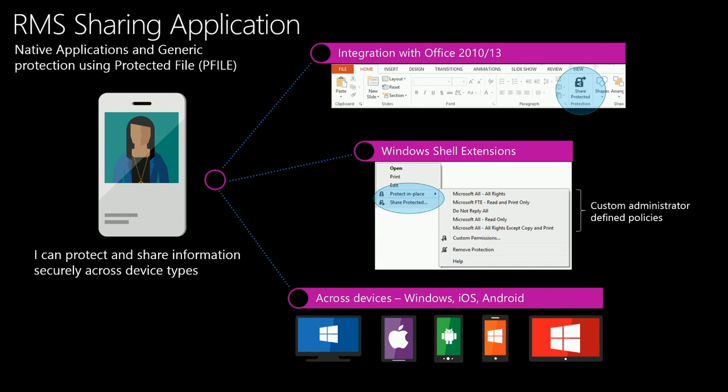So this is how the RMS Sharing App looks like. A user installs it, or you install it. Then in Office, they're going to see some additional options, such as that Share Protected option up there, which now has also an option to track content. Outside of Office, in the desktop, they can right-click on any file and say Protect, and they choose a policy, or they can do share protected.